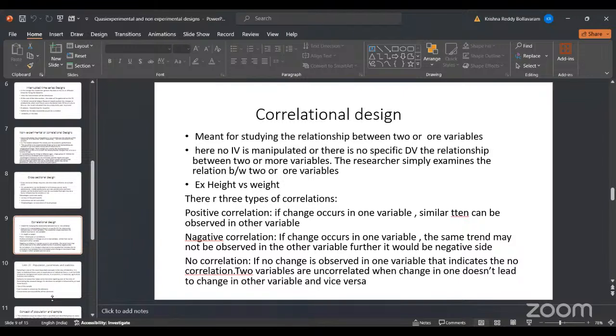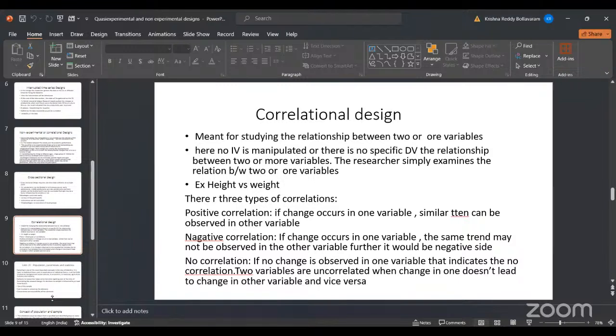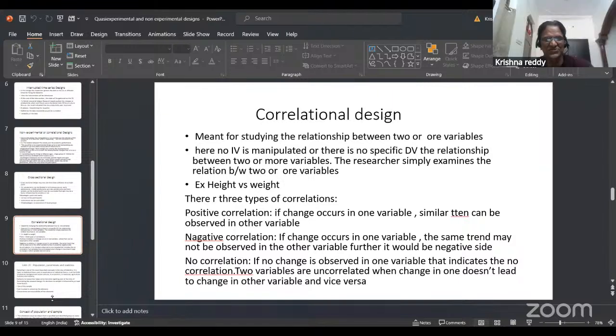It's only a theoretical supposition. But in reality, if height increases, the weight may not increase. That means there is a negative correlation. If height increases and weight increases at the same time, we can call it positive correlation. If there is no change at all, whether positive or negative, then we can call it zero correlation or no correlation.